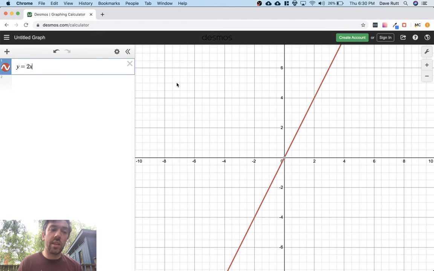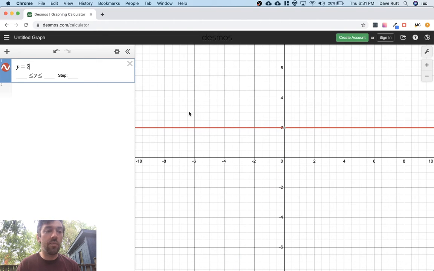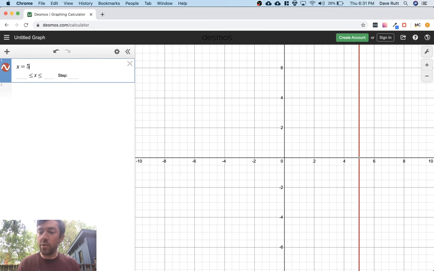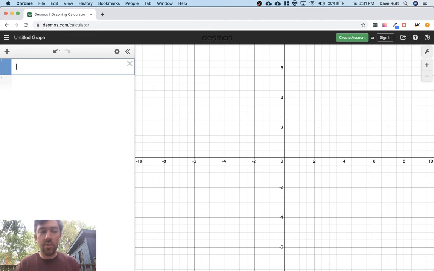And actually, you don't even need the x. An interesting thing happens if you delete the x. You get a horizontal line, and another thing you can try is just x equals 5, and you get a vertical line. Anyway, those are special cases.